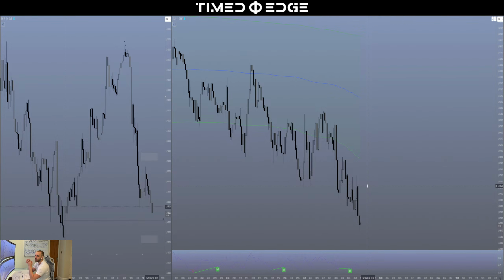Our execution window is rapidly closing. It's 1:45. Like I said, last 15 minutes, if we were going to change, it would be bullish now, right?